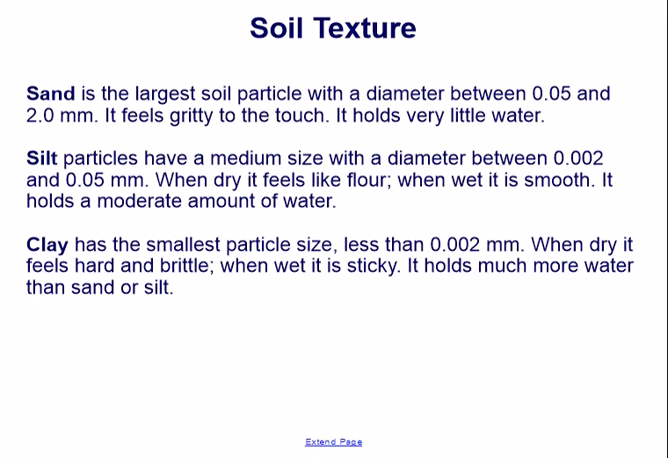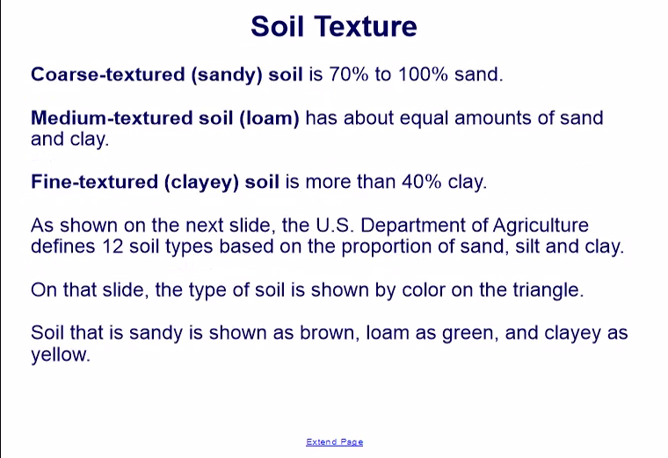Clay has the smallest particle size, less than 0.002 millimeters. When dry, it feels hard and brittle. When wet, it is sticky. It holds much more water than sand or silt. Coarse textured, sandy soil is 70 to 100% sand. Medium textured soil, loam, has about equal amounts of sand and clay. Fine textured, clayey soil is more than 40% clay.